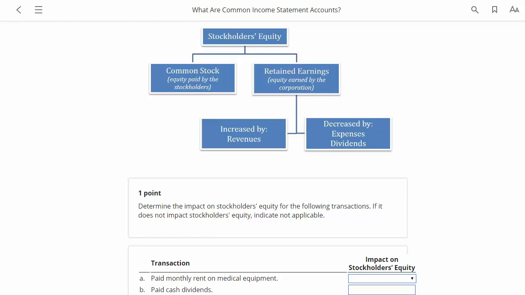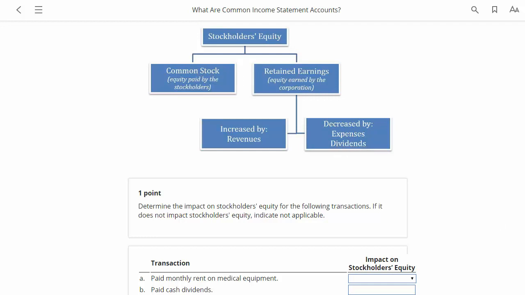All right, let's talk a little bit about stockholders' equity. Well, how do we come up with the value of stockholders' equity? Well, the graph you see here sort of explains how it works. On the income statement, we subtract expenses from revenues to get net income, and that increases retained earnings. We add to it common stock.